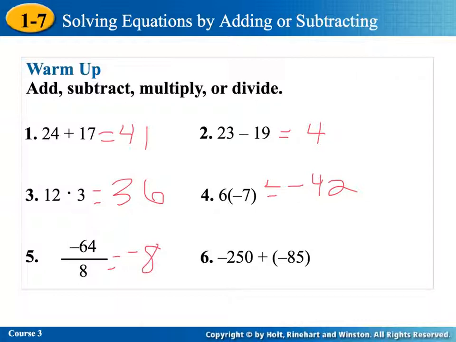Last but not least, we have negative 250 plus negative 85. Are they the same sign? Yes, they are, so our answer stays negative. Then 250 plus 85, when you do that, you get 335. Negative 335. All right? Fantastic. Now let's get down to the nitty-gritty of our equations.